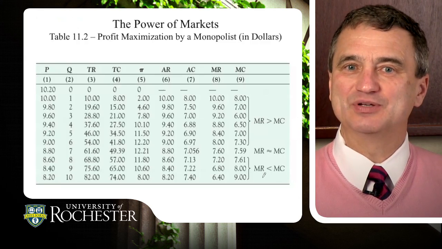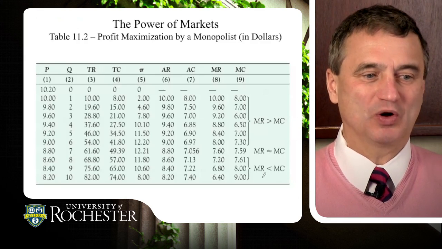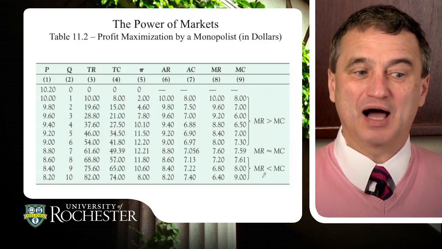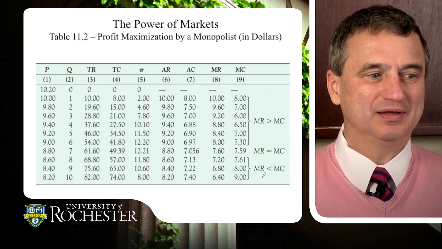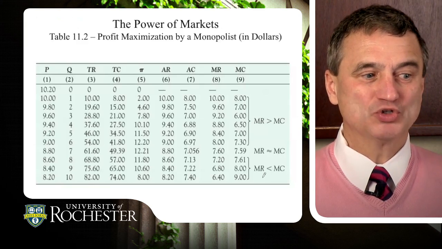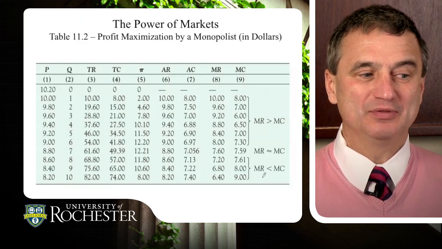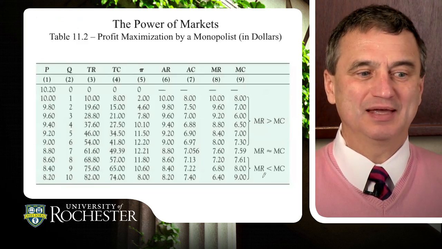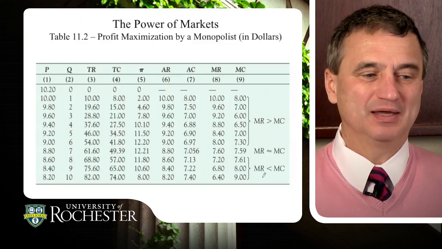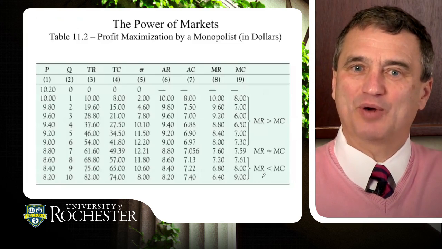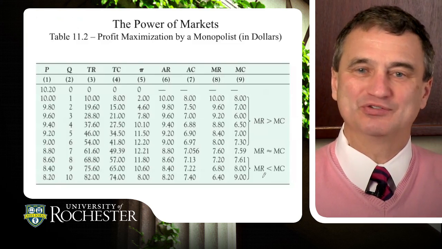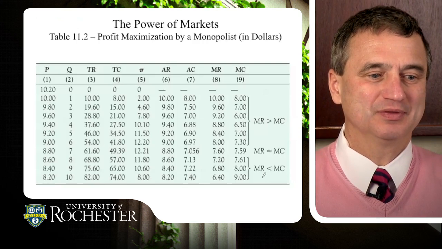Columns 6 and 7 depict the average revenue and average total cost curves. Columns 8 and 9 look at marginal revenue and marginal cost. Now note that marginal revenue is only equal to price or average revenue at the very first unit. But beyond that, marginal revenue falls below average revenue. It's got to be dragging down average revenue or price as we move down the demand curve.